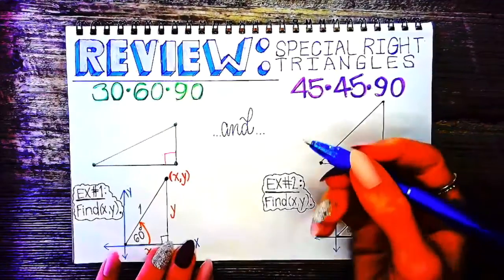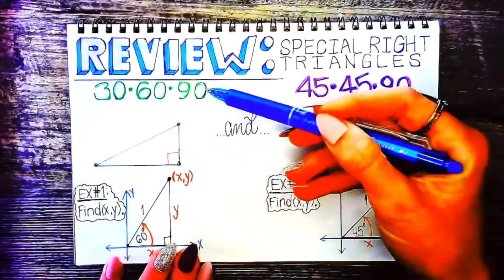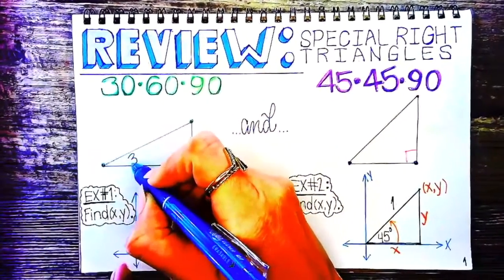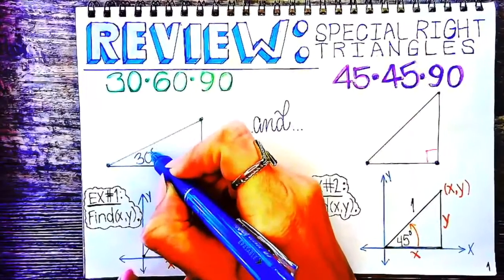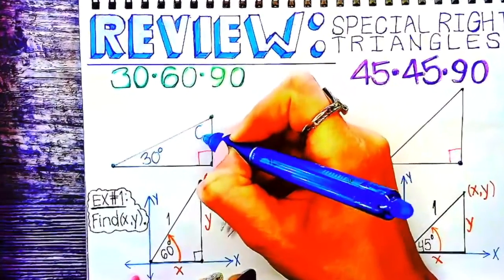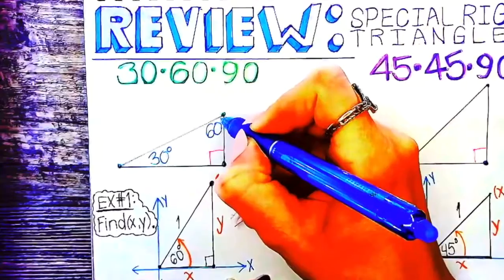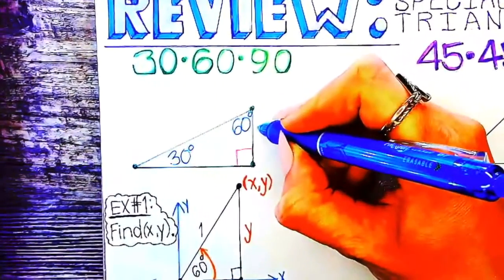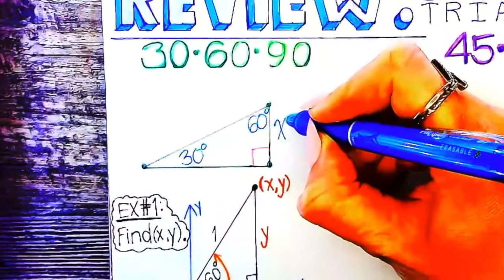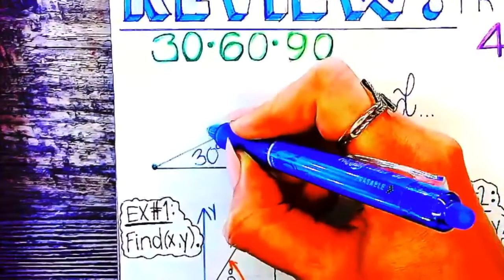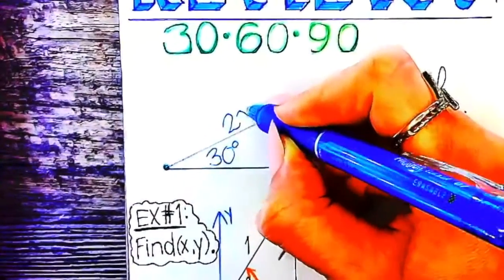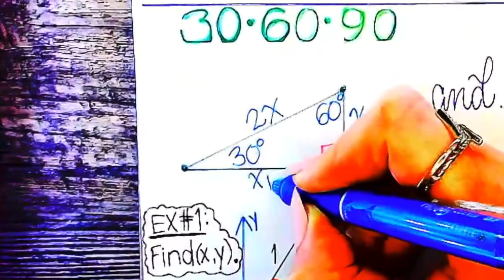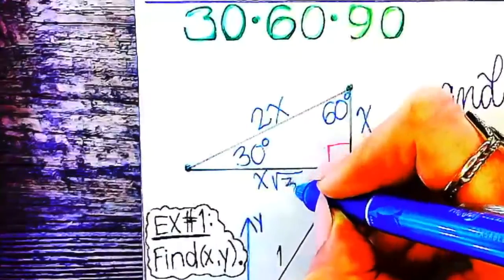We're going to start this review by labeling a 30-60-90 special right triangle. The 30-degree angle is the smallest angle in the bottom left corner, so I'm just going to go ahead and label that corner. That leaves 60 degrees for the top right. We're just going to be recalling what we learned in geometry, and the shortest leg of the triangle will be labeled with an x. The hypotenuse will be labeled with a 2x, or double the length of x. And the longer leg is going to be x times the square root of 3.